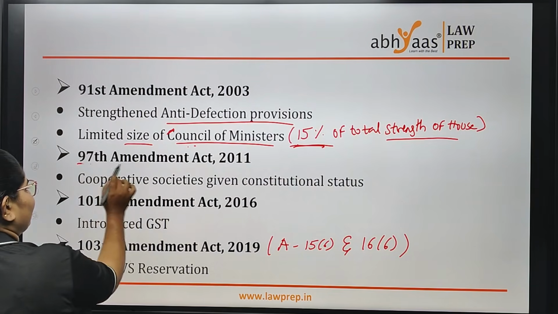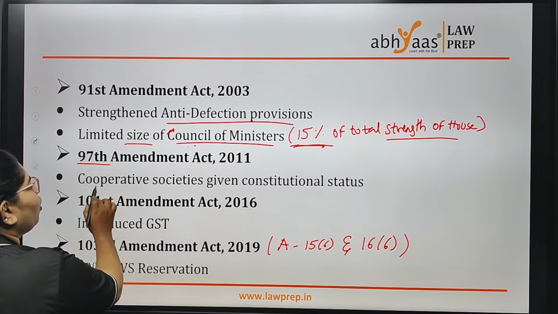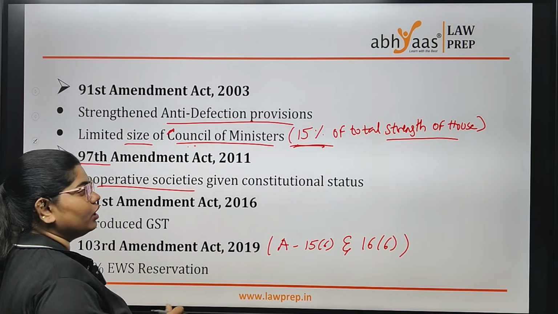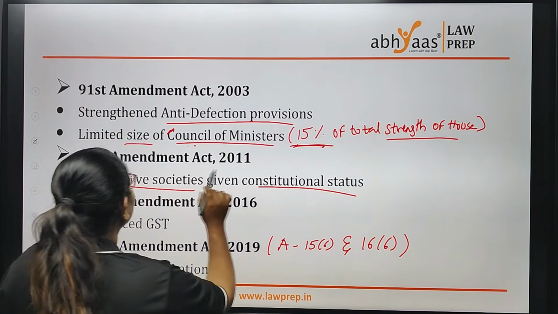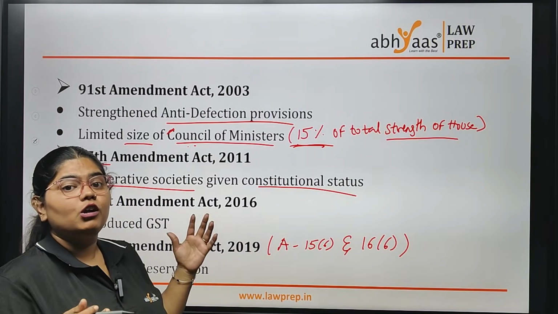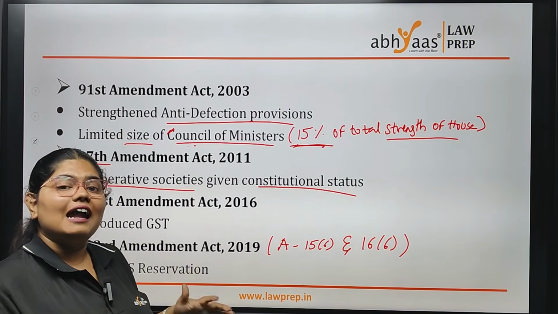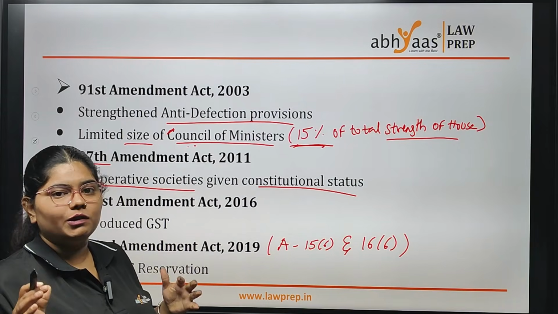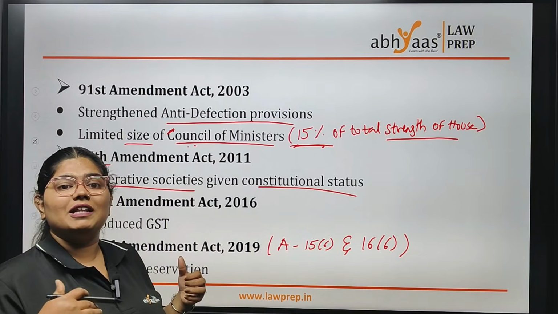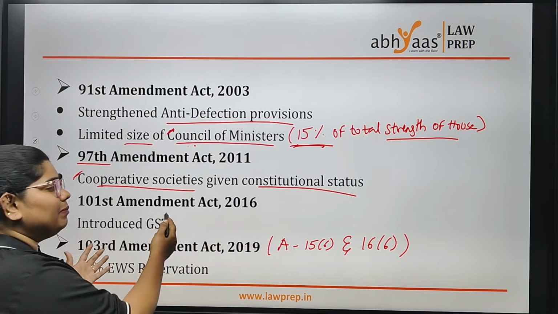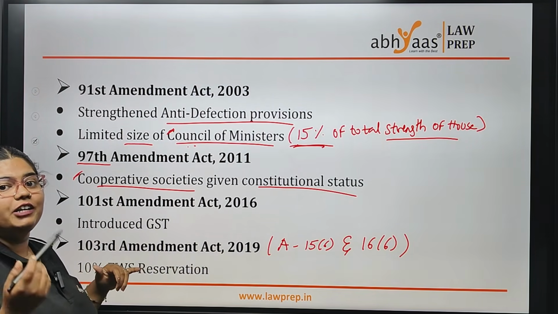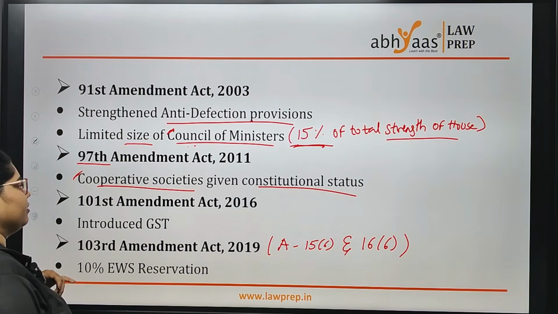Now comes your 97th amendment, which is talking about cooperative societies, and we are giving legal recognition or constitutional status to your cooperative society. We are encouraging them to form cooperative societies and to manage themselves autonomously, without much government influence or interference; they'll be self-governing. So cooperative societies are given constitutional validity or recognition under your 97th amendment.